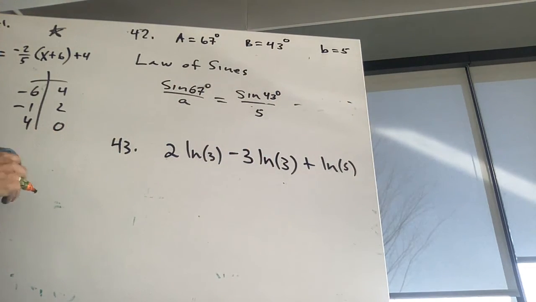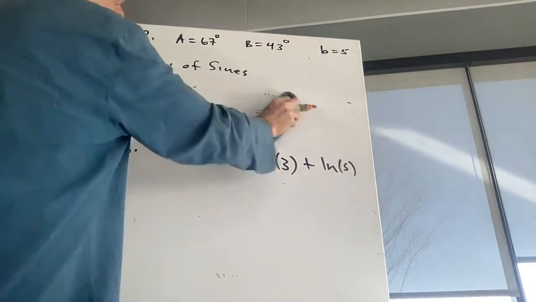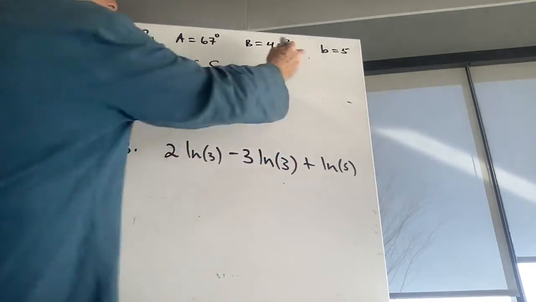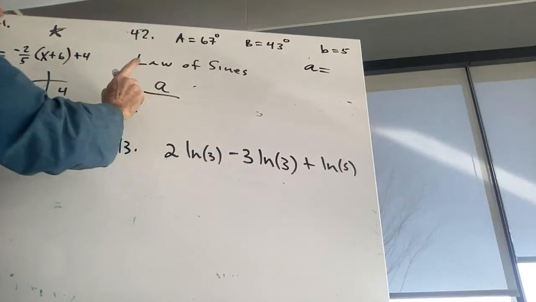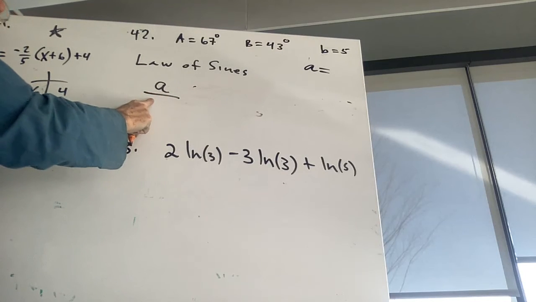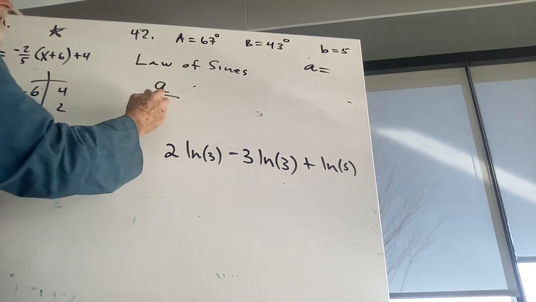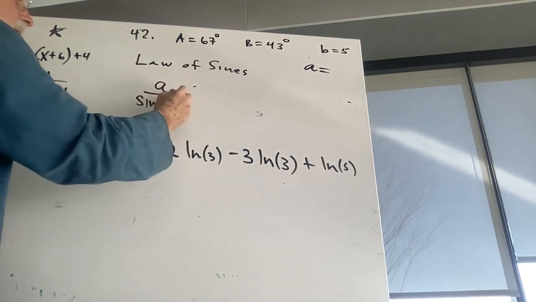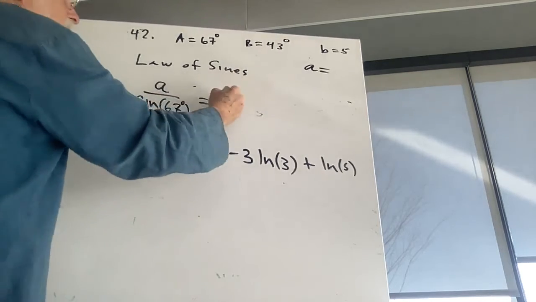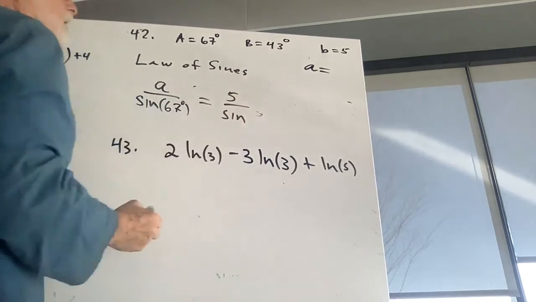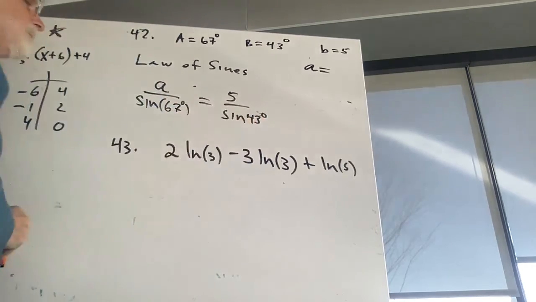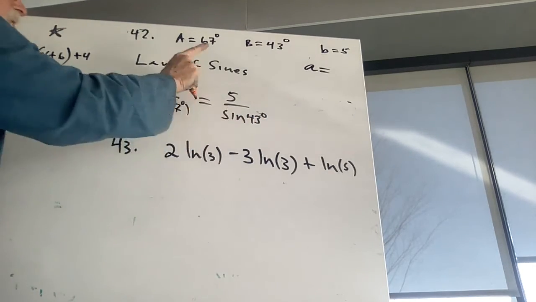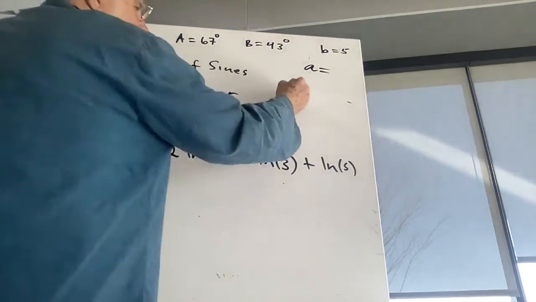So what I like to do, and it's been a while since I've done it, obviously, because I should have said I'm looking for A. If I'm looking for A, I like to put it in the numerator of the first fraction. So therefore, the sine of 67 could have been written in the denominator, and 5 could have been over here, and the sine of 43 degrees in that denominator. And so now I can cross multiply. I hope everybody knows that trick.